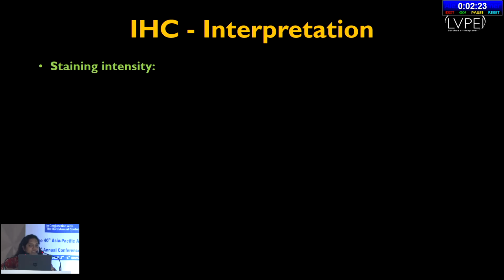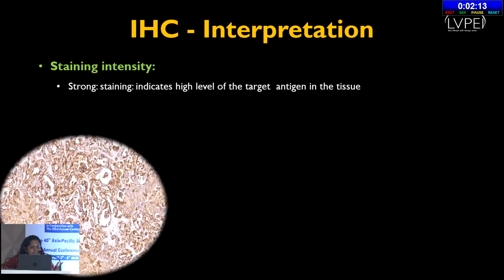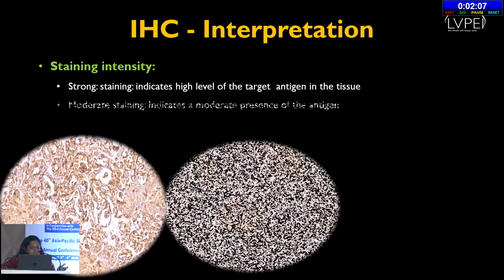When you are interpreting IHC, you use various terminologies to describe the antibody expression. First, we determine the intensity of the antibody. Strong if it shows a very high level of antigen present in the tissue.